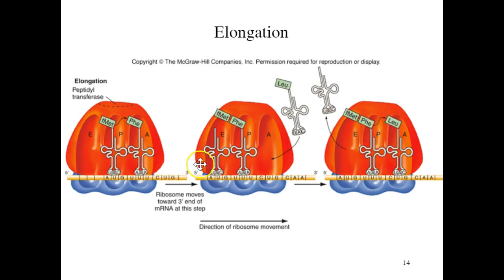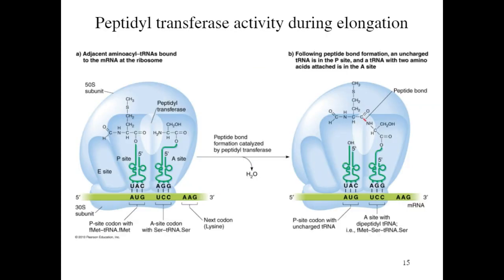And meanwhile, the ribosome is going to travel one codon at a time towards the 3' end of the messenger RNA molecule. This is the direction to the right of ribosomal movement. And that will continue until you get to the end. Okay? So I want to again remind you that this is about peptide bond formation.